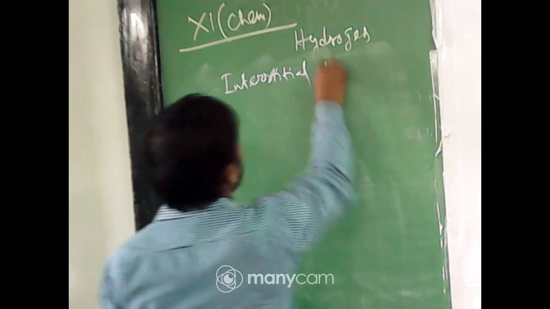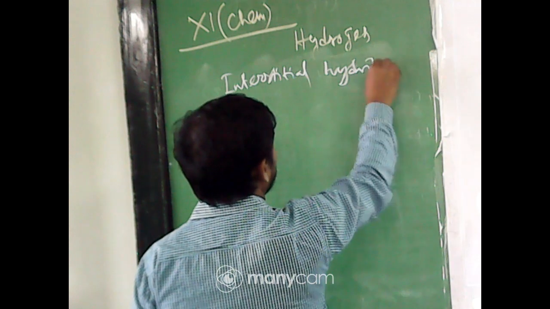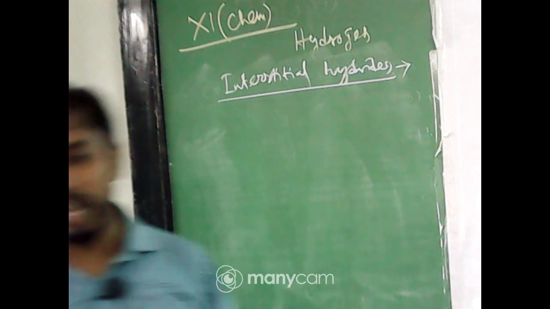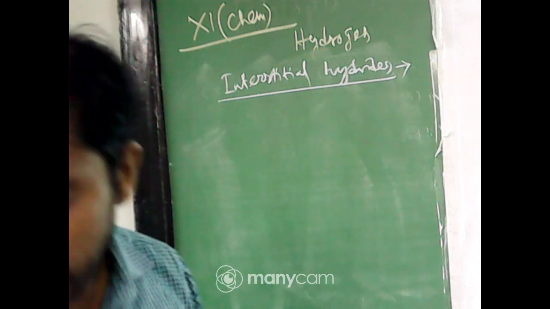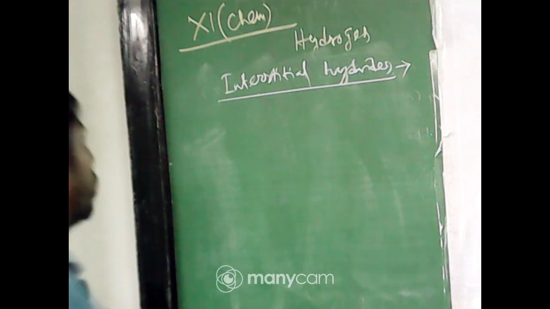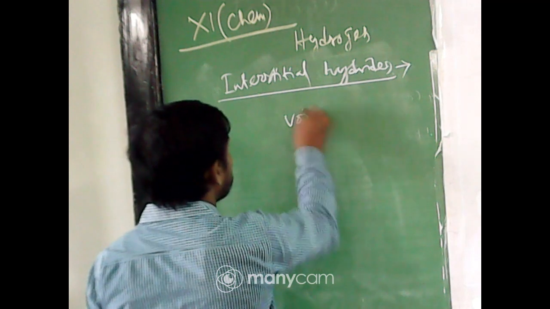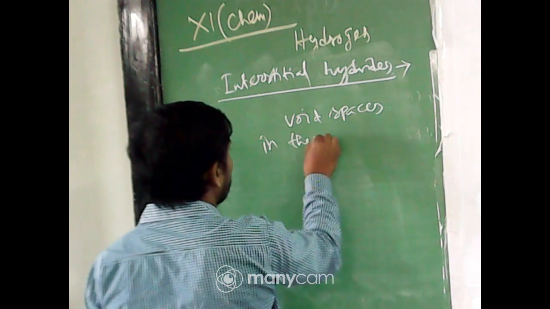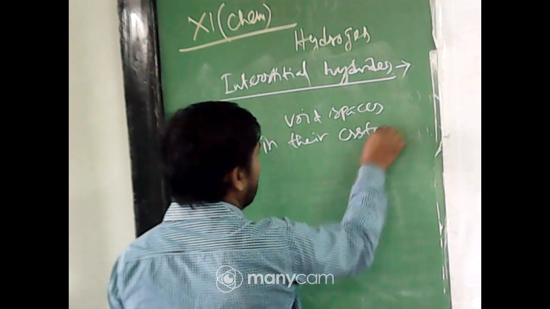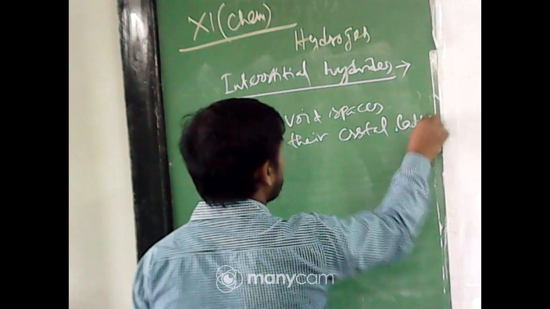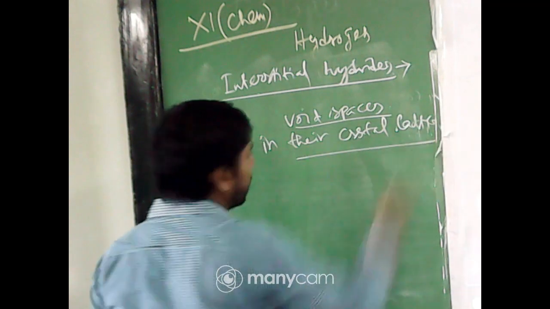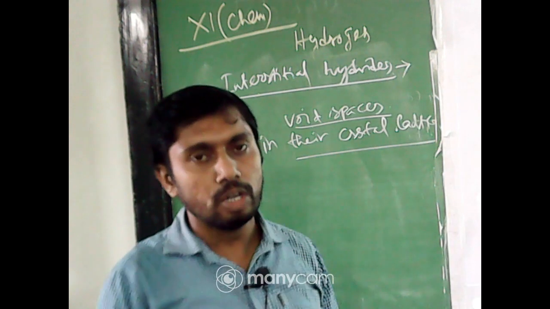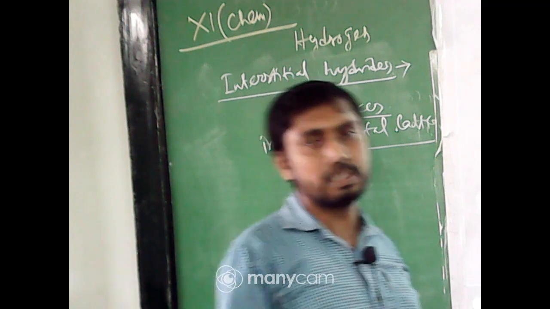Interstitial hydrides. Okay. So interstitial hydrides are formed by the metal which has void spaces in its crystal lattice. As the size of the hydrogen is very small, it can easily be trapped in these void spaces.